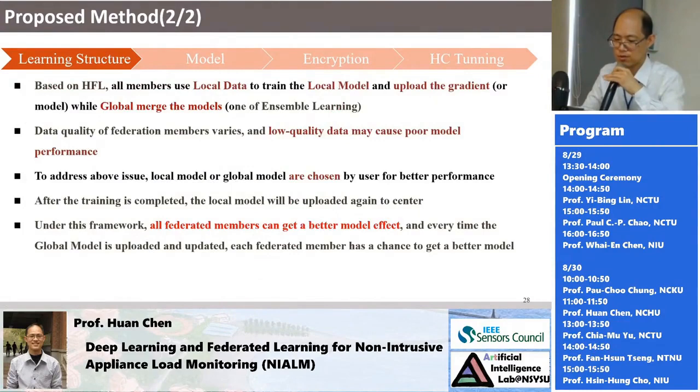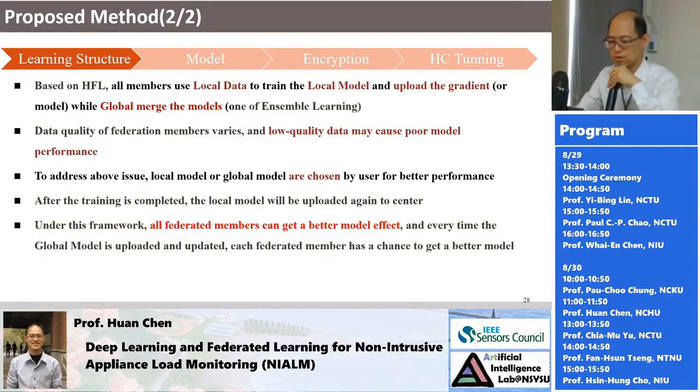Okay, based on horizontal federated learning, all members use their local data to train a local model and upload their gradients, which means the model or the weighting. In the global center, they merge the models so that they can operate in the encrypted domain. Data quality varies, so sometimes low quality data may cause poor model performance. When we did the research, we observed this kind of situation.